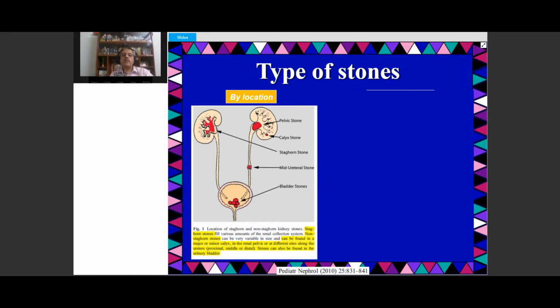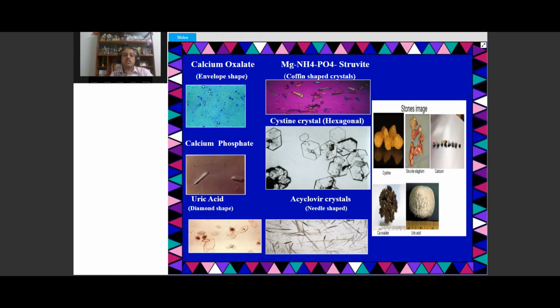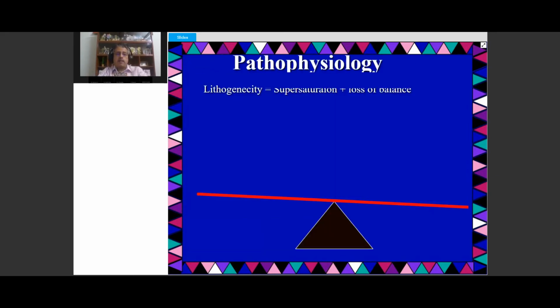Also, you can classify a stone based on composition, and the commonest of that, as we all know, is calcium oxalate, and then we have the calcium phosphate and the uric acid stones. But in developing countries with a high incidence of urine infections, you can have a high incidence of struvite stones. These are the various crystals that you can look for in the urine, and I'm not going into the details of them. So let us now spend some time on pathophysiology.